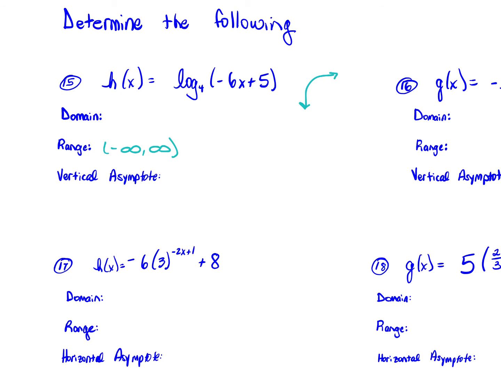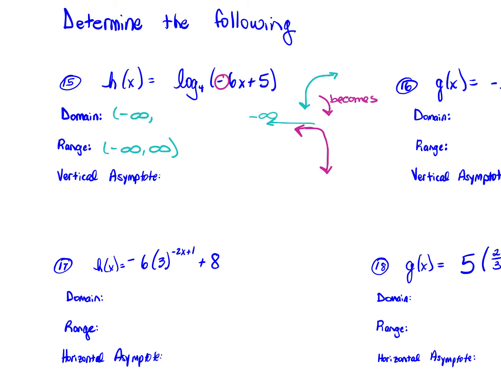Do you have any kind of reflections happening here? You have a negative in front of that 6 inside the parentheses, so it's reflecting side to side. So this is going to become this. So that's what you're going to look at for your domain. Remember, your domain are your x values. So when you look at your domain, it's the x values that go to -infinity. So you're going to start that at -infinity and go up to a specific number.